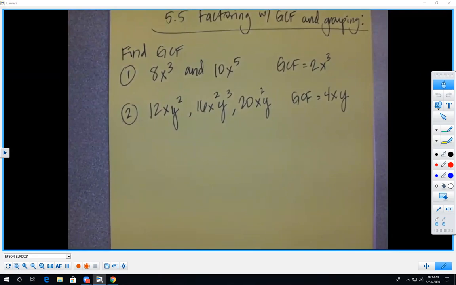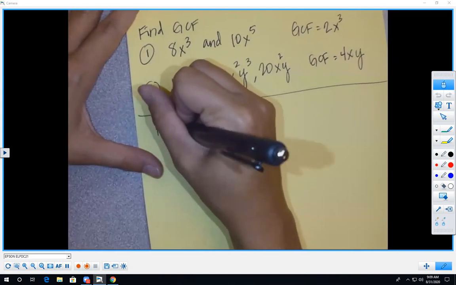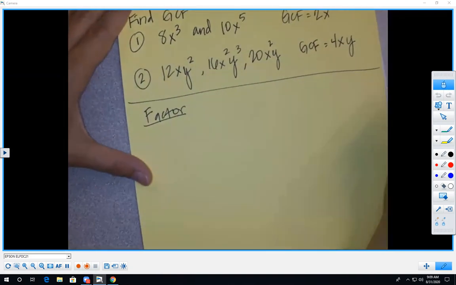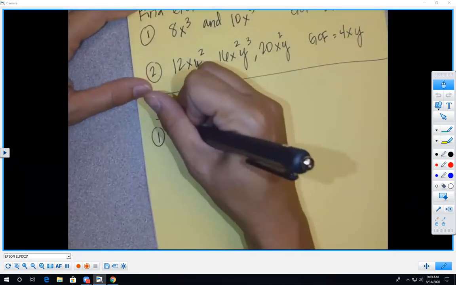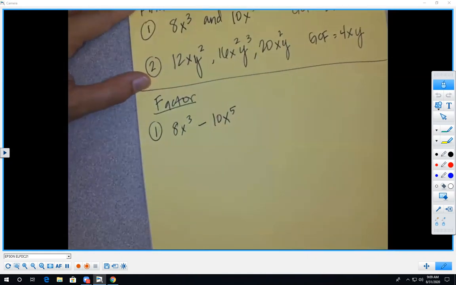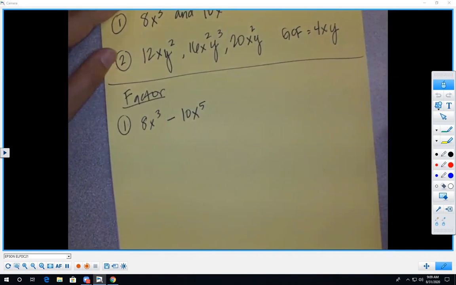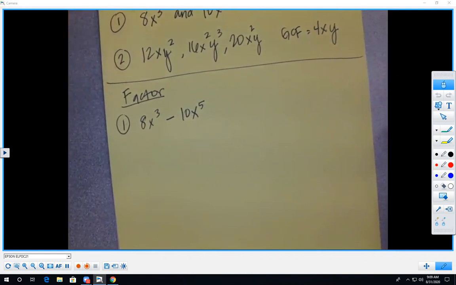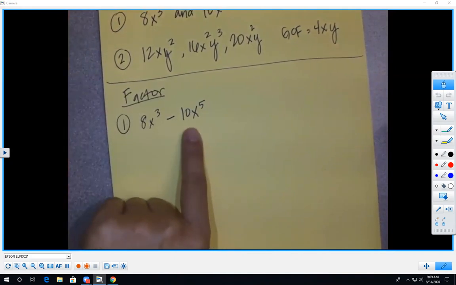Okay, the next thing we did was actually factor using the greatest common factor. Let me take that first problem and put a sign in the middle. 8x to the 3rd minus 10x to the 5th. Okay, so we factor by using the greatest common factor. The first thing you do is find the greatest common factor. What's the greatest common factor of 8x to the 3rd and 10x to the 5th?